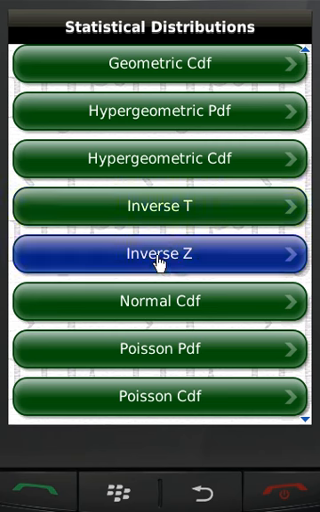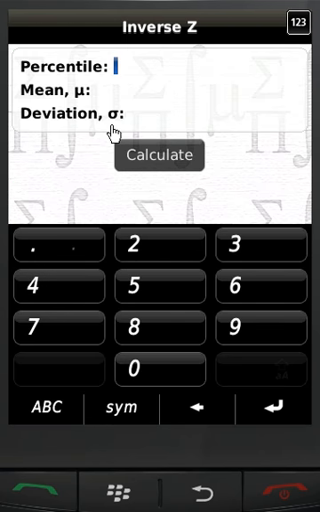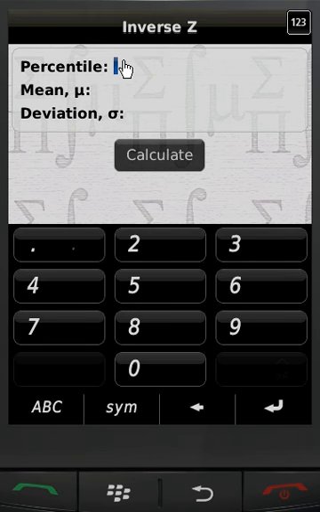That's inverse Z here. So I click on inverse Z. This is where we go to enter the percentile, and the actual value will be returned. So for example, the problem would sound like this. What value separates the upper 10% of the data if the mean is 100 and the deviation is 10? So we're trying to separate the upper 10% of data from the rest of the data.